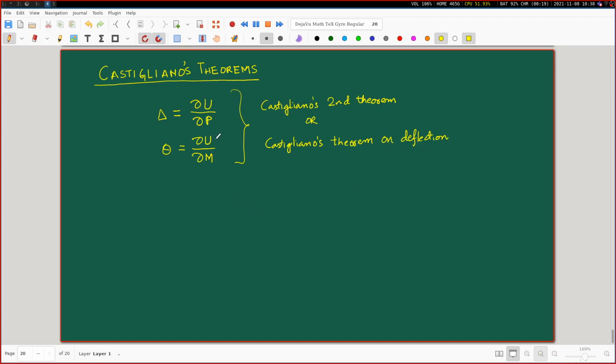Now, remember that we have called this U the strain energy. After Castigliano came up with this theorem, others came after him because it was so useful. They generalized Castigliano's theorem, and they showed that what Castigliano had derived was applicable only and only to linear elastic materials. Please remember this. Linear elastic materials you are already familiar with. What we basically mean is materials which follow Hooke's law, the generalized Hooke's law.